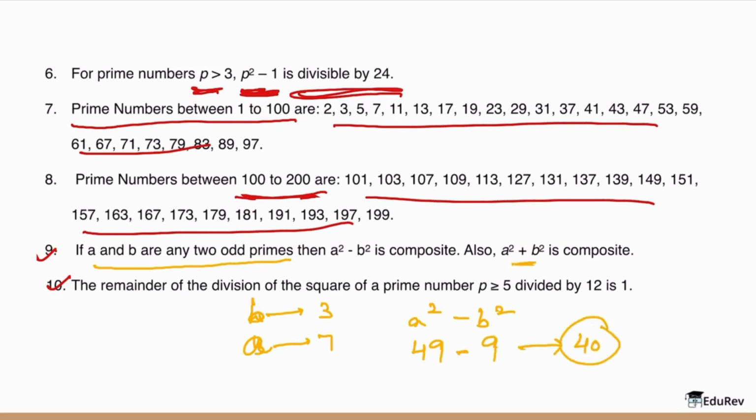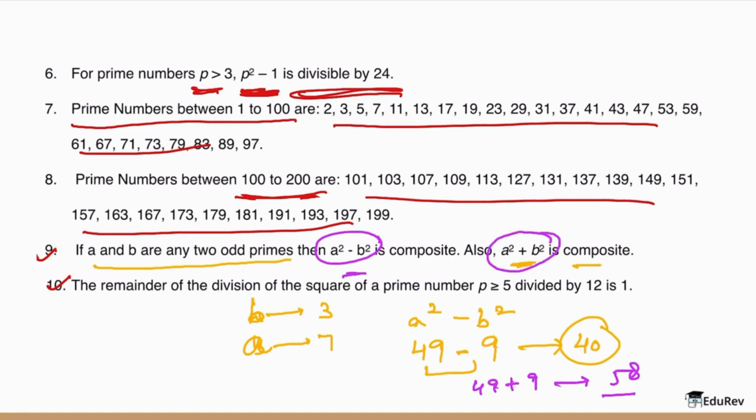And also a square plus b square has to be composite. So if I add these two, that is 49 plus 9, it has to be what? 58. It's also a composite number. Simple. So that means a square plus b square and a square minus b square both have to be composite.